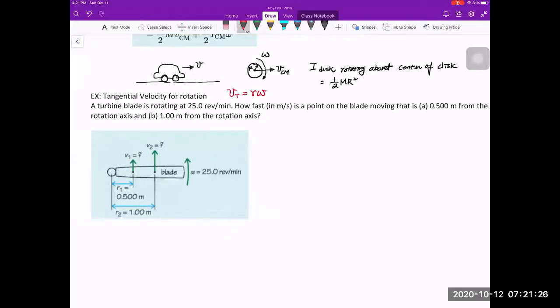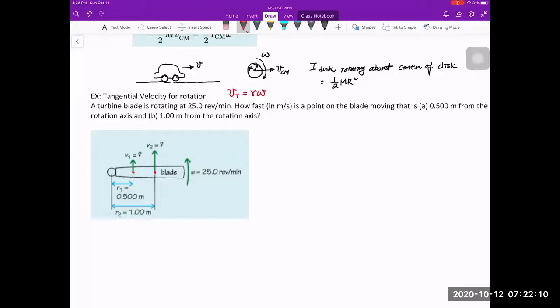Okay, so we're giving you this example here to show you how you find the v sub t, because it's the one that you're going to use as the translational energy. In this example, you have a turbine blade rotating at 25 revolutions per minute. We want to see how fast the speed is at the point that we pointed at here in the figure. So you have a point which is 0.5 meter away. You have another point which is 1 meter away. Are they going to have the same speed? Are they going to have the same angular speed?